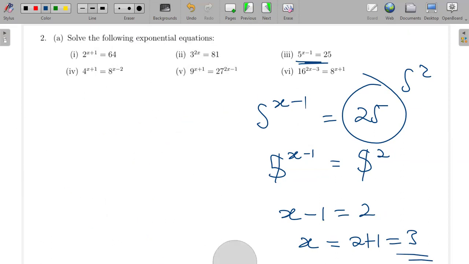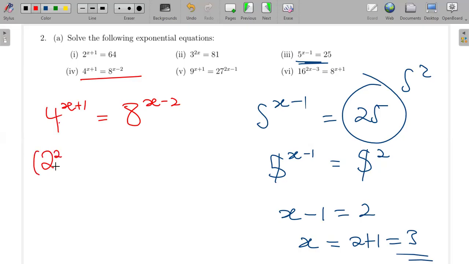Okay, if there are no questions, I'll proceed. So here we have 4 to the power x plus 1 is equal to 8 to the power x minus 2. Okay, so here we can't make this 8 to be 4 to the power something, and we can't make this 4 to be 8 to the power something. So instead, we look for a common number. I know that 4 is the same as 2 to the power 2. This is my 4, and then I have x plus 1 outside, is equal to. This 8 is the same as 2 to the power 3, and then I have x minus 2.